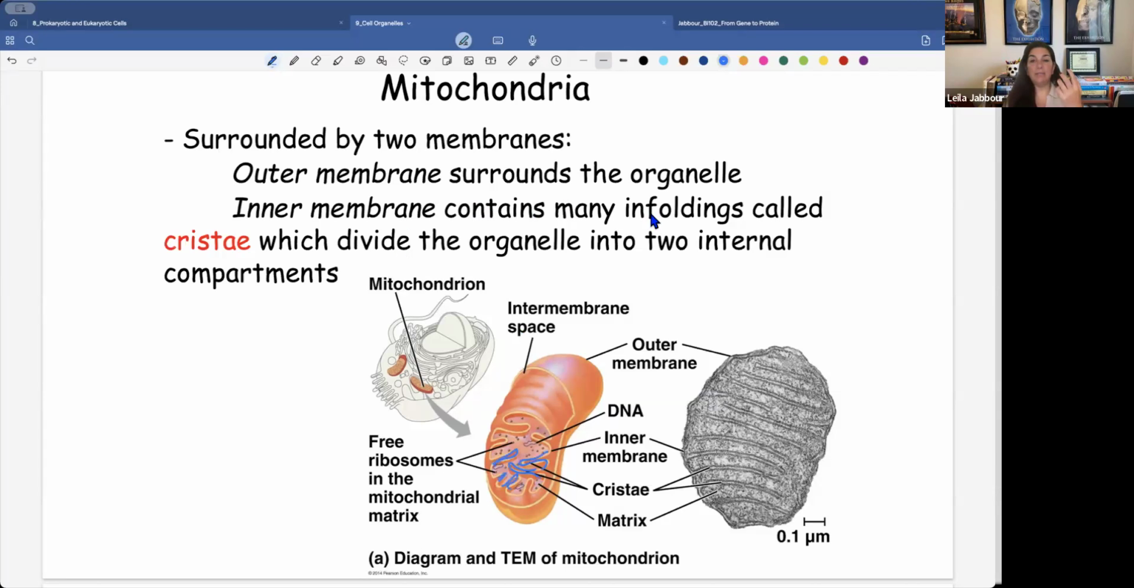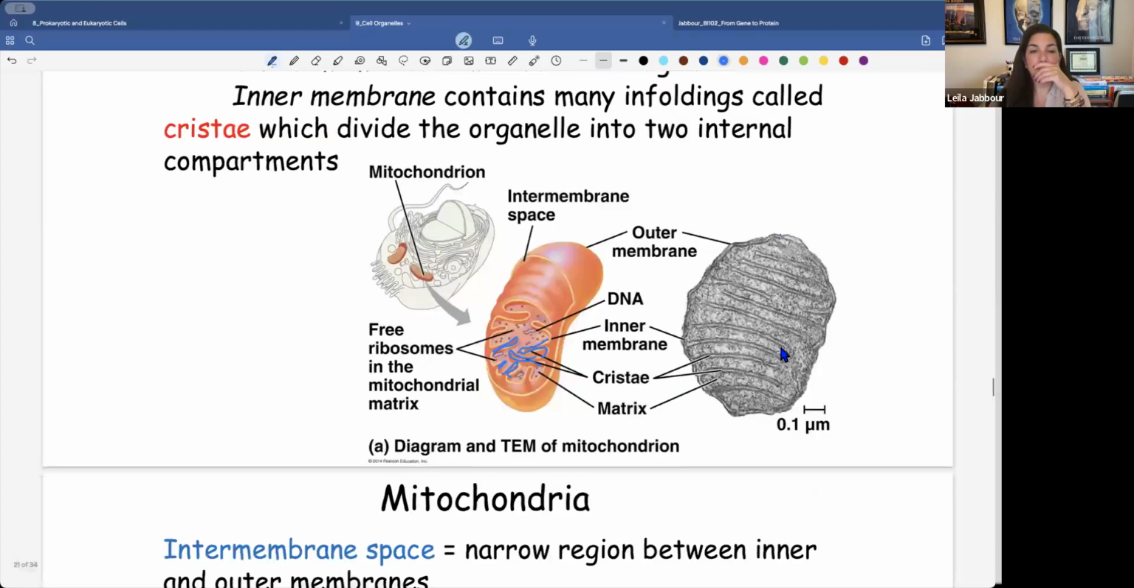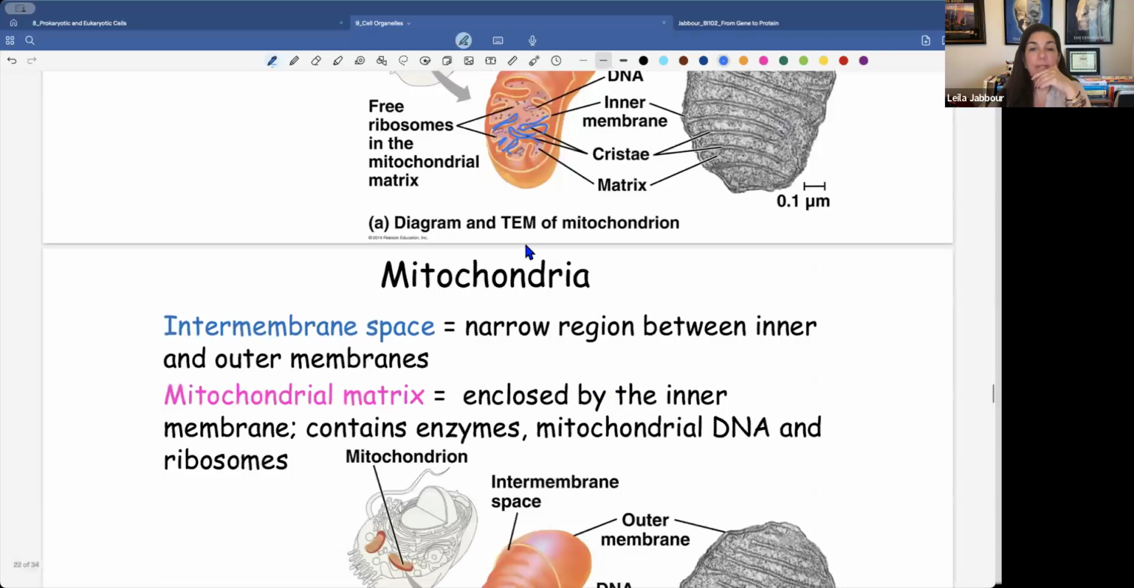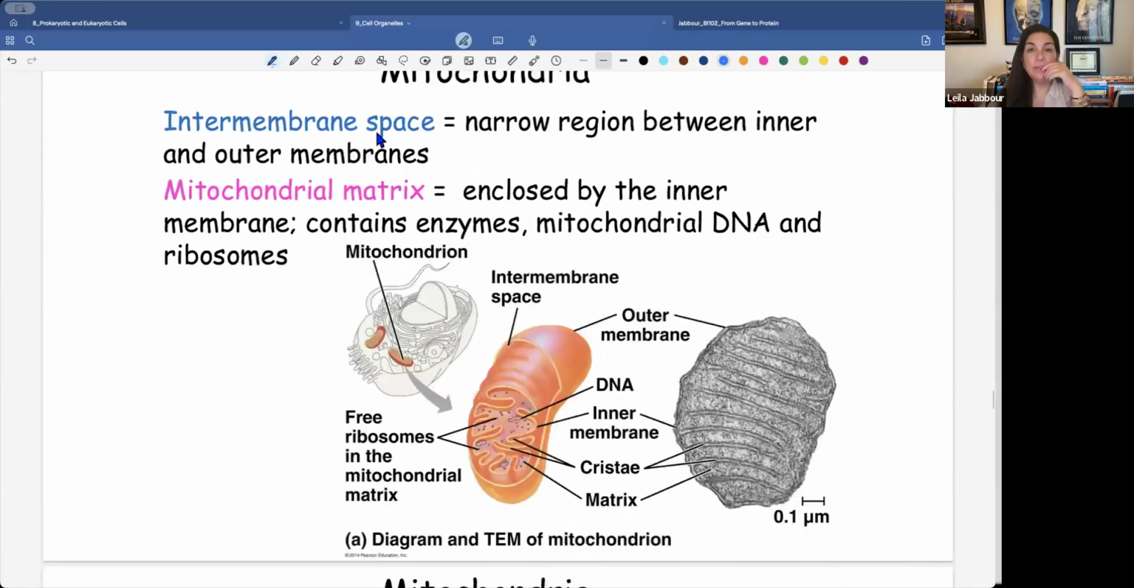The inner membrane contains many infoldings called cristae, just a specific term, and that divides the organelle into two internal compartments, the inner membrane and the outer membrane. And then you have a space between these two membranes. So we'll see in a future chapter how certain molecules are sent into that intermembrane space.